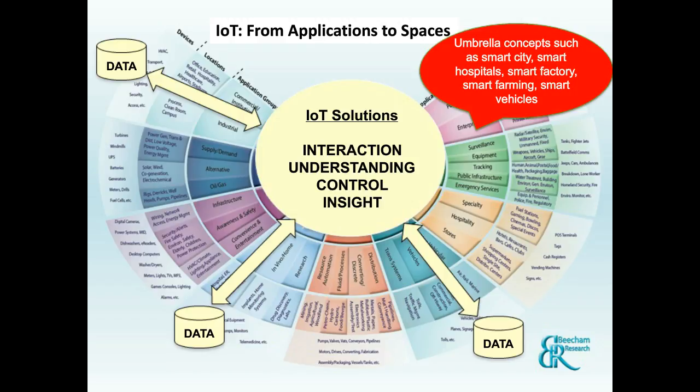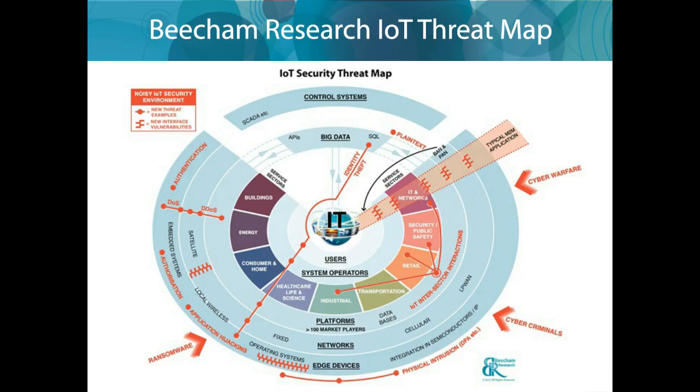So what does that mean then in terms of security? Now, Beecham Research introduced this IoT Threat Map during last year, about the middle of last year. And the first thing is that it shows the different segments or sections of a solution. So looking at the outside looking in, we've got edge devices, all those things that are out there at the network edge, and the sort of threats that can appear for those edge devices. So cyber attacks, physical intrusion, and so forth.